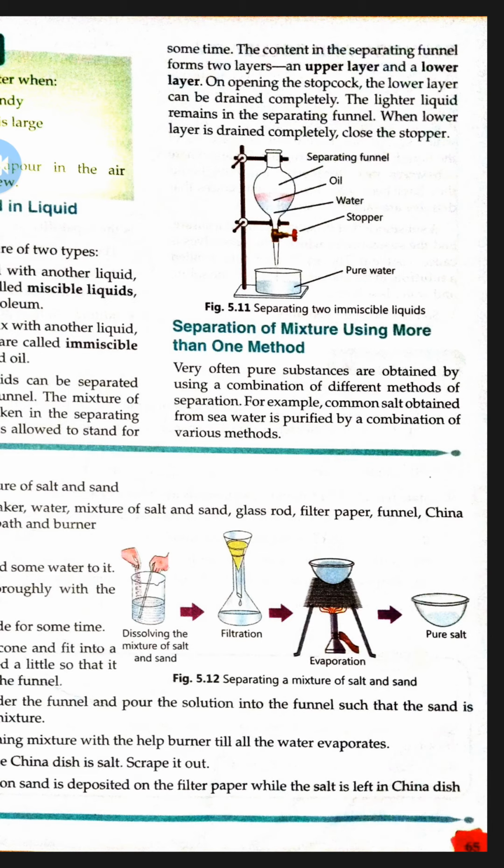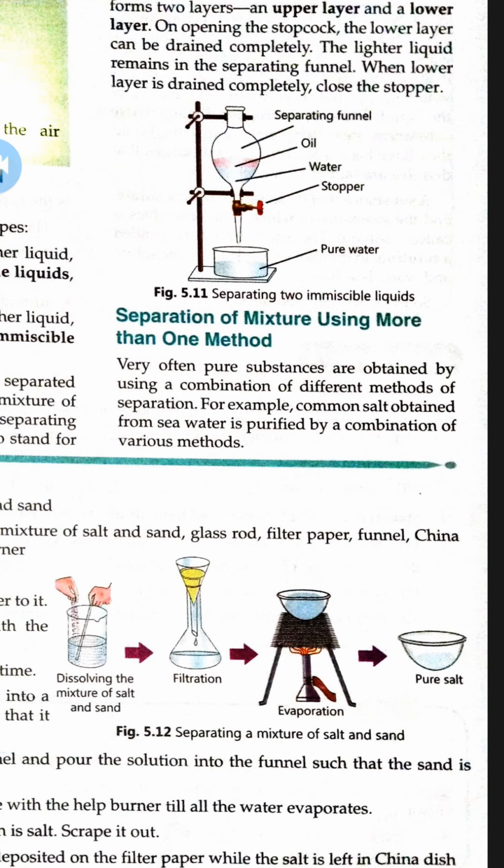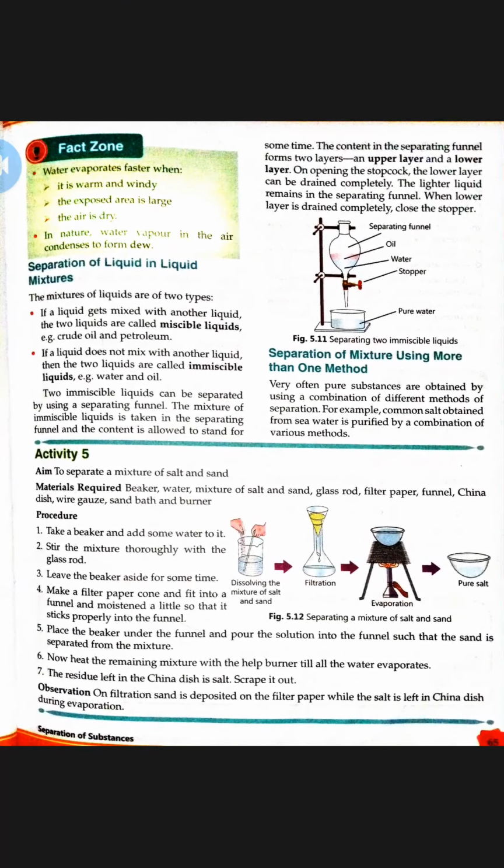Separation of a mixture using more than one method. Very often pure substances are obtained by using a combination of different methods of separation. For example, common salt obtained from seawater is purified by a combination of various methods. Clear? Now here one activity is given to separate a mixture of salt and sand. You can study it on your own. If any problem is there, you can ask me.